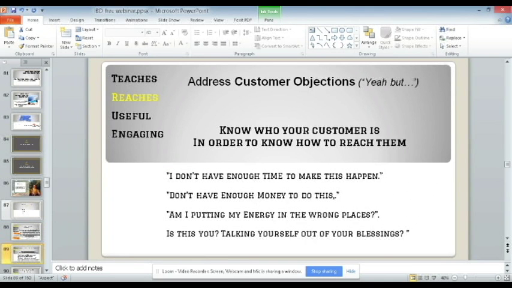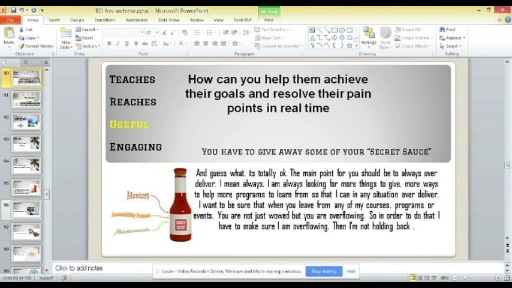Make sure you address your customers' objections. Yeah, but we all say that. We all have the "I don't have enough time to make this happen," or "I don't have enough money to do this." Am I really putting my energy in the wrong places? Is this you? Are you talking yourself out of your own blessings or out of your own growth because you're so nervous or scared about what may happen? So you've got to do the same things with your clients. You've got to make sure you let them know what it is. Potential customers are there, but they all have objections. We all have objections.